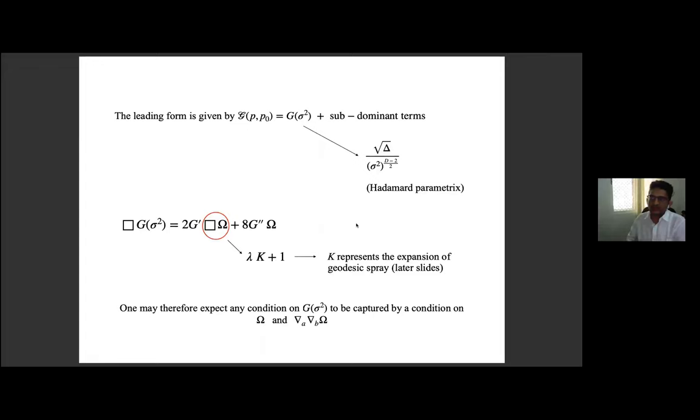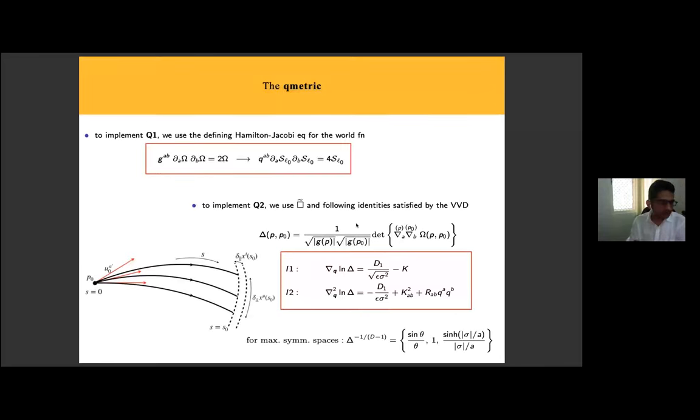Okay, so if you do the same calculation, assuming that your sigma square is modified to some S of sigma square, then there'll be a condition on omega. And you would also probably require some condition on the second derivatives of the world function. The point of this slide is to indicate to you that the condition on the two-point function and the condition on expansion of geodesic space are not really independent conditions, but they are interrelated. Okay. So let me go to the next slide.